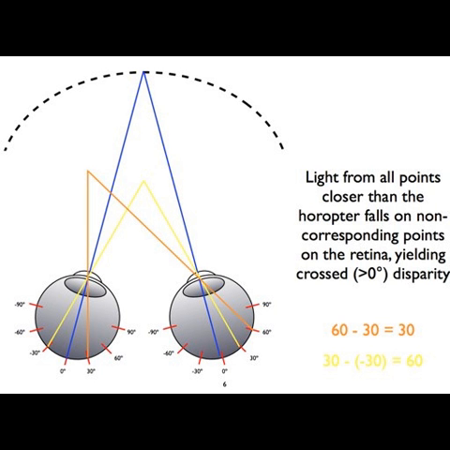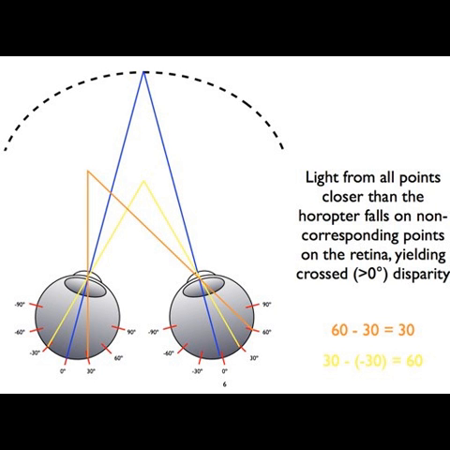Does your horopter change depending on where you're focusing? Yes. The horopter corresponds exactly to where you're focusing. So if you're focusing on something close, the horopter is going to be close. If you're focusing on something in the distance, the horopter is going to be out there in the distance. So this imaginary line can move depending on your depth of focus.